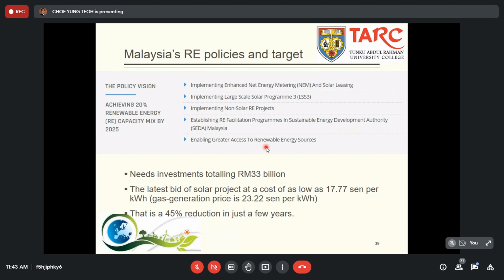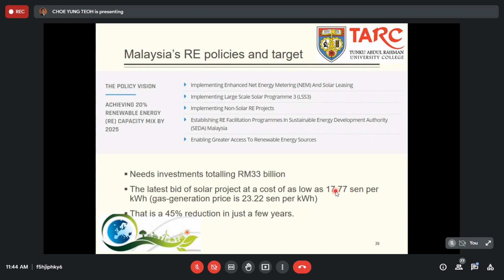Okay, so to achieve this, Malaysia needs to invest a total of 33 million ringgit. And the LSS tender of solar project at a cost as low as 17.77 cents, which is cheaper than the gas generation price, which is 23.22 cents. Of course, if we have a bit of tax exemption, the cost is cheaper. Normally, the LSS is something like this. Government says I have a 10 megawatt solar panel project, I want to build at Johor, Selangor. Then you bid, see what price you can give to the government. The lowest you get is 17.77 cents. And that is a 45% reduction in just a few years.